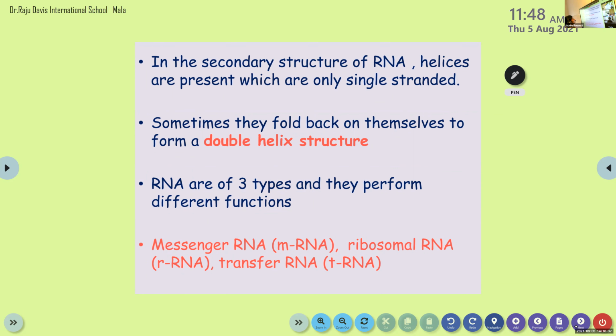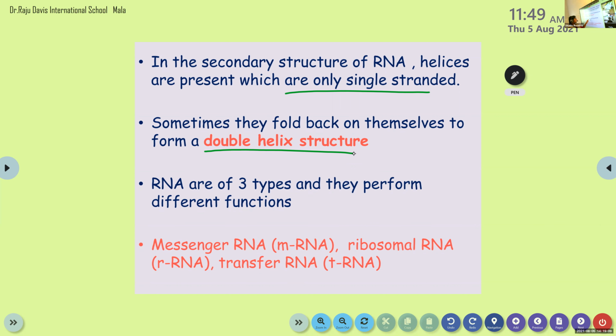Then in the secondary structure of RNA, helices are present which are only single stranded. In the case of DNA, it is double helix, that means coiled and wound about each other, but in the case of RNA, it is a single strand. Sometimes they fold back on themselves to form a double helix structure.